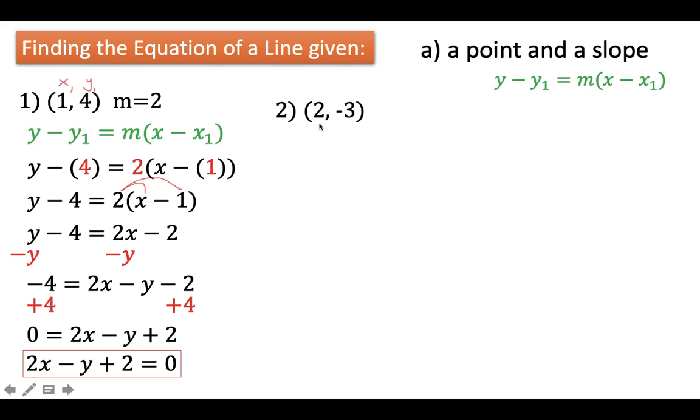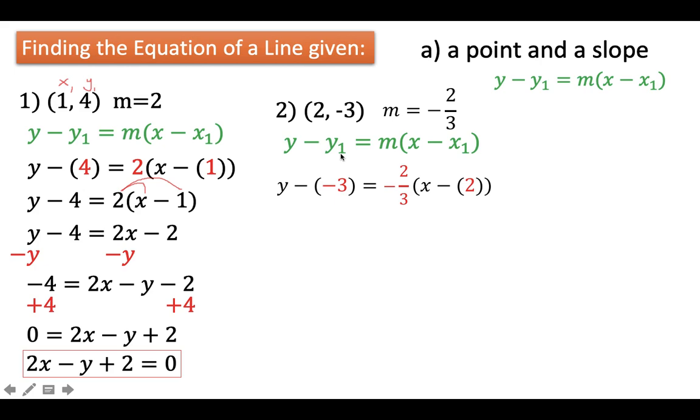Okay, so for our given number 2, the point is 2, 3, and the slope is negative 2/3. So using the same process, we're going to replace, but wait, we need to label this as xy. So we can substitute this to our x or y, or I prefer to substitute this to y sub 1 and x sub 1. Although if you're going to substitute this in y and x, they will just give the same result. So let us now simplify from here. We will substitute our y sub 1 is negative 3, our m is negative 2/3, and our x sub 1 is positive 2. Then after that, simplify.